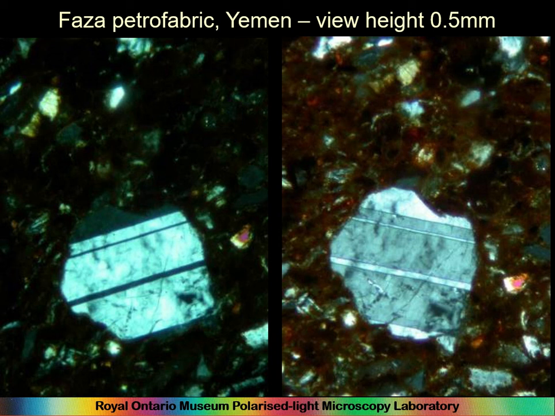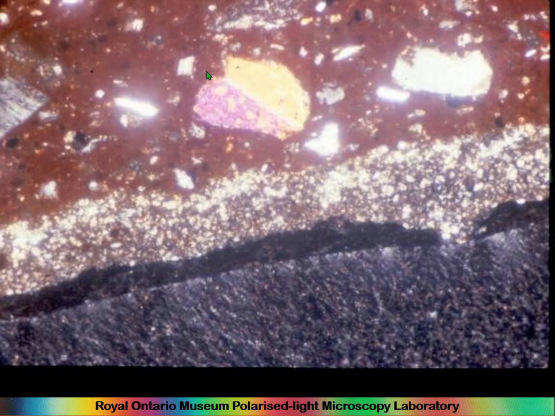This, for instance, is a fabric in the Yemen. The first pottery I thin sectioned was actually from the Yemen, and I did this study back in the mid-80s now, first published in 1988. And you can see one of the fabrics had things like plagioclase and pyroxenes. There's a little bit of pyroxene. Here's a big piece of pyroxene.